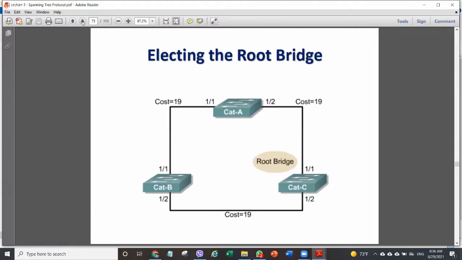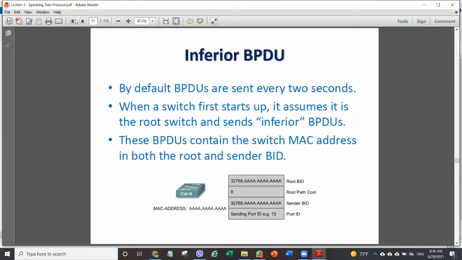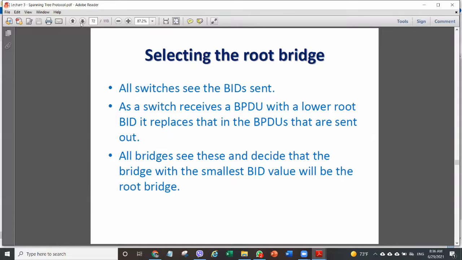Is that lower bridge ID? Yeah, I think based on the MAC address, it just finds out lower or higher. Just MAC address, multiple A's are there. We looked into that, right? As a switch receives the BPDU with the lower root bridge ID, it replaces that in the BPDUs that are sent out.